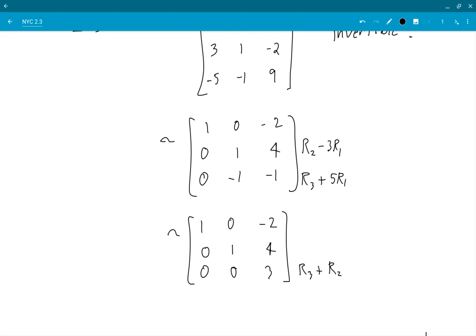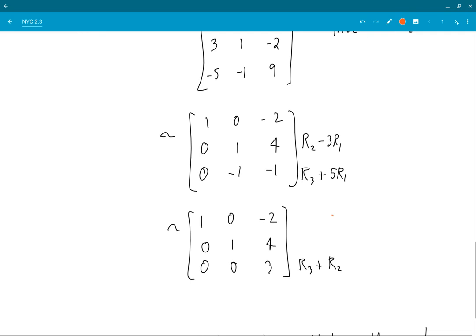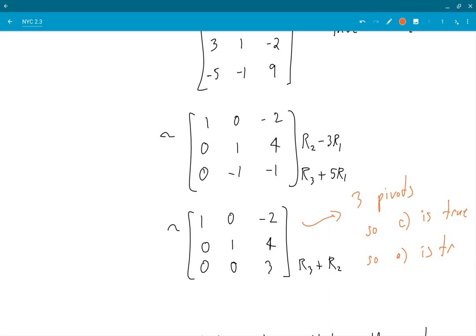echelon form, where I say three pivots. So C is true. So A is true from the theorem. Therefore, A is invertible.